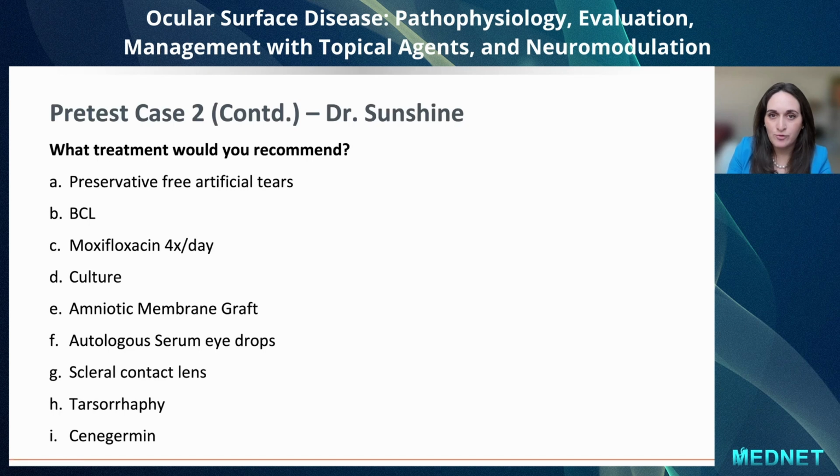So what treatment would you recommend? A, preservative-free artificial tears, B, bandage contact lens, C, moxifloxacin, D, culture, E, amniotic membrane graft, F, autologous serum eye drops, G, scleral contact lenses, H, tarsorrhaphy, and I, Oxervate or cenegermin. And for this question, you want to think about what treatment you would recommend first.